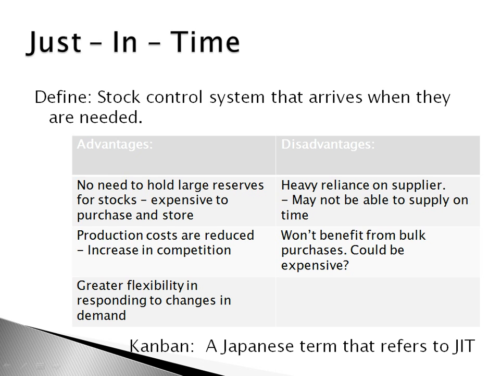Production costs are reduced, and so this increases competition, and there's greater flexibility in responding to changes in demand. The disadvantage is heavy reliance on the supplier, who may not be able to supply on time. For example, if the supplier doesn't arrive just in time, hence the name, then you've got a problem, because you can't supply your consumers as you don't have the stock right now because your suppliers have let you down. You rely so much on them because you've got no backup stock.